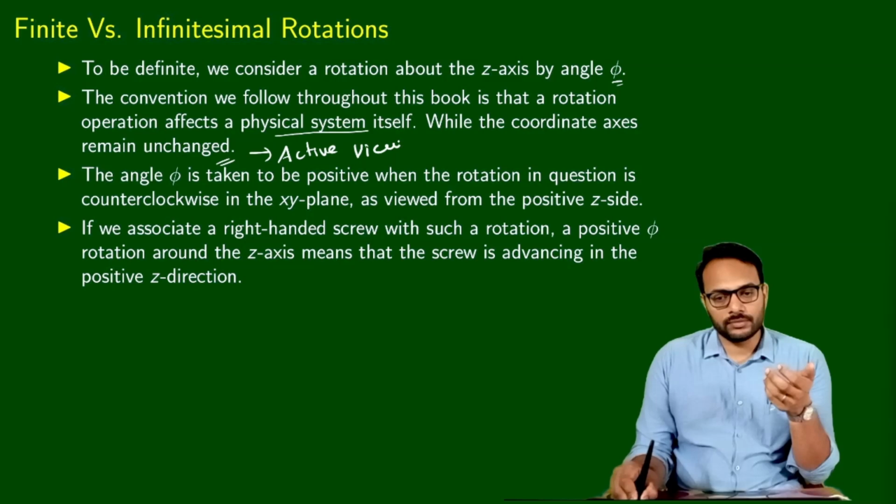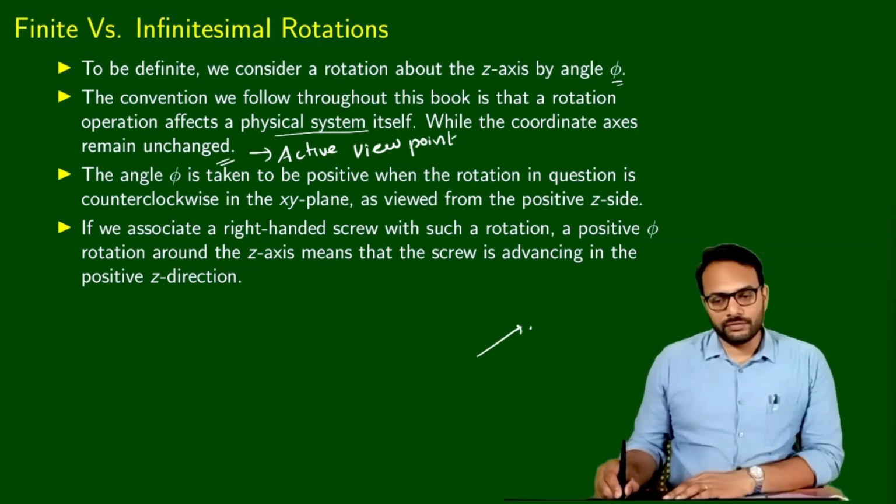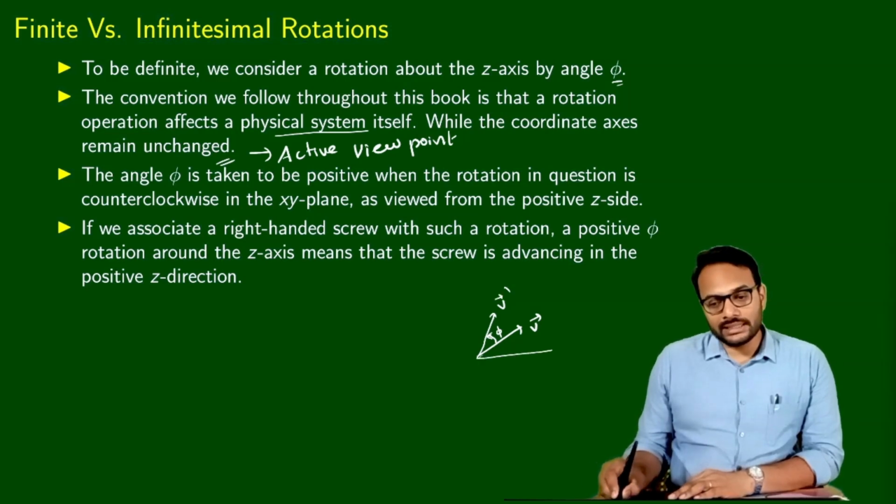Active viewpoint. So in the active viewpoint, if you have a vector v, under an active rotation, we rotate this vector by an angle phi. Now we have a new vector, v prime. The coordinate axes themselves remain unchanged. This is the active viewpoint.